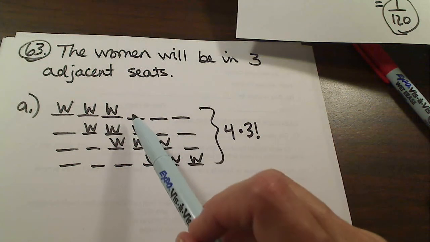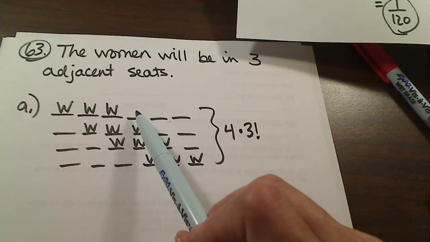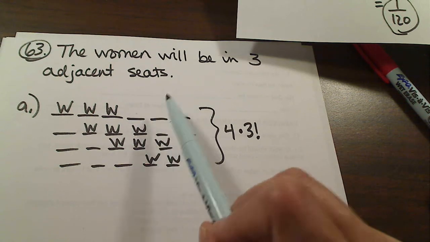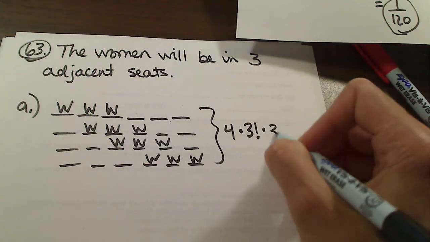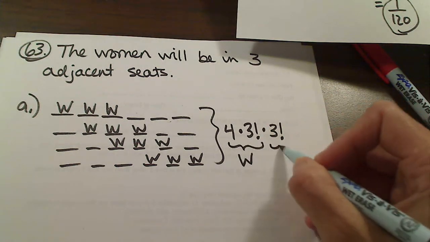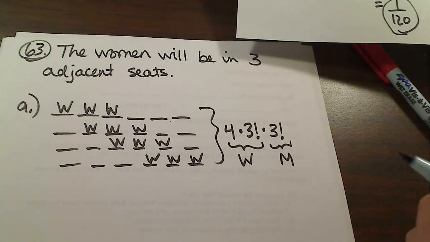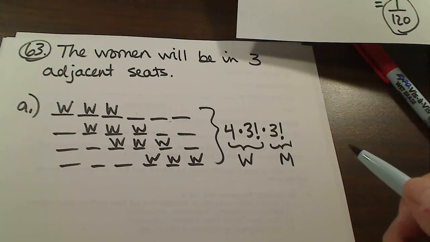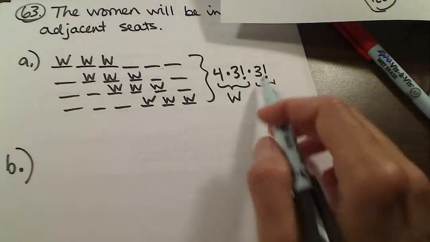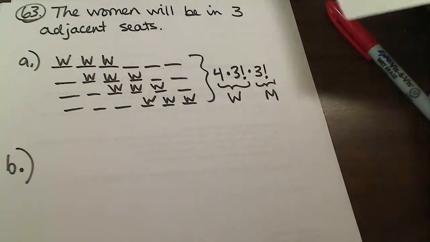Counting the men is the same way that we counted the women. We have 3 men to place in this position, so there's 3 choices here, 2 choices there, and 1 choice there. So we have to multiply by another 3 factorial here. This piece is counting the women, and this piece is counting the men. That is the answer for part A. Part B is asking us for the probability, which means we are just trying to find the total, because this is the desired for this particular situation.